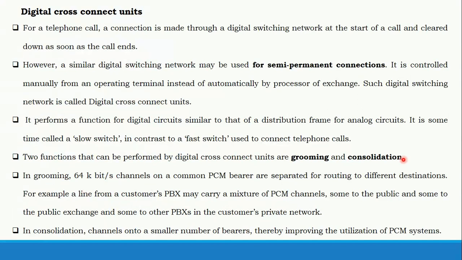Similarly, you will be having grooming and consolidation. Grooming means you'll be having a common PCM bearer network. That means demultiplexing one, and afterwards whenever you go for routing, it will be having different destinations. That means one to many connection. And consolidation is the reverse. The channels are put onto a smaller number of bearers, that means many to one, and thereby improving the utilization of the PCM system. So grooming is demultiplexing and consolidation is multiplexing.